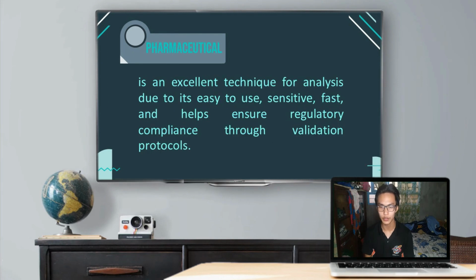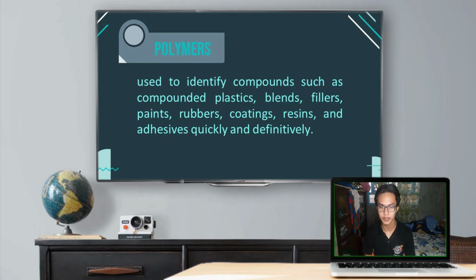In pharmaceutical laboratories, FTIR is an excellent technique for analysis due to it being easy to use, sensitive, fast, and helps ensure regulatory compliance through validation protocols. Applications include basic drug research and structural elucidation, formulation development and validation, quality control process for incoming and outgoing materials, and packaging testing. FTIR spectroscopy is used to identify compounds such as compounded plastics, blends, fillers, paints, rubbers, coatings, resins, and adhesives quickly and definitively.